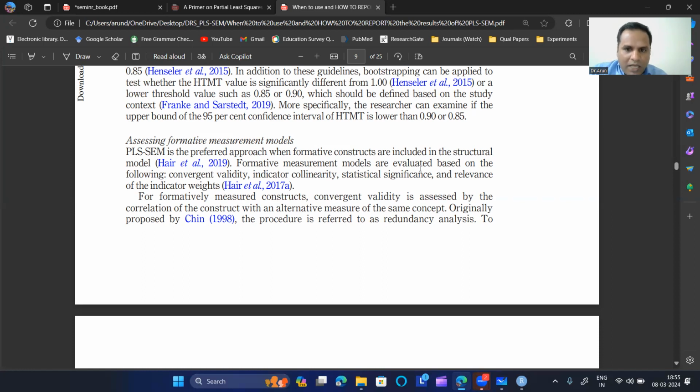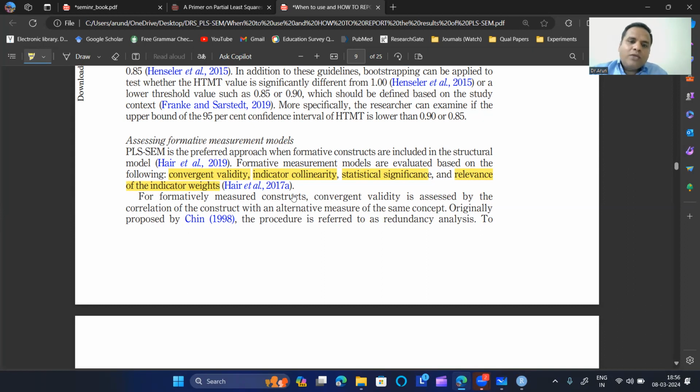Formative measurement models are evaluated based on the following: convergent validity. Now how to evaluate a formatively measured model? Let me mark it. So you see the convergent validity, indicator collinearity, statistical significance, and relevance of the indicator weights. So we will focus on these four things. Whenever you are evaluating a formatively measured model, you need to focus on convergent validity. Convergent validity in a formatively measured model is known as redundancy analysis.